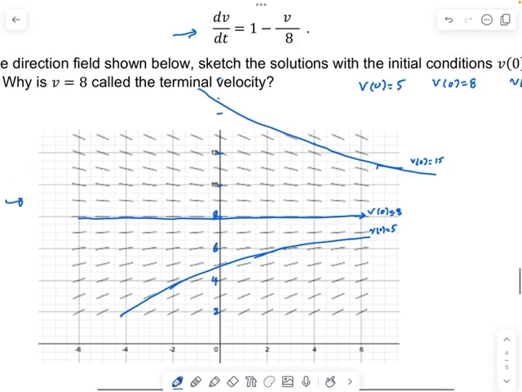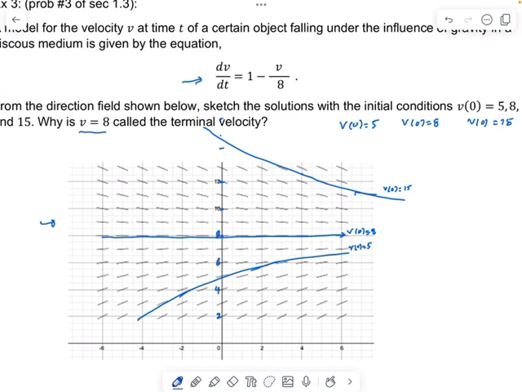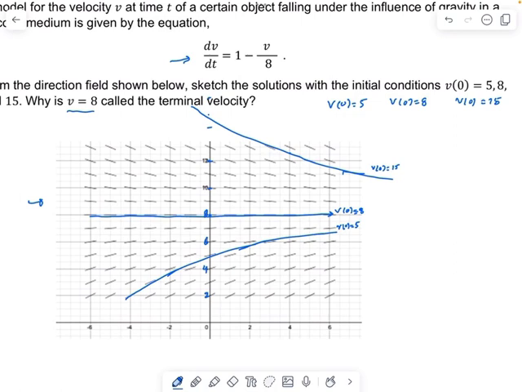Then it asks, why is v equal to 8 called a terminal velocity? Okay, so we call it a terminal velocity, the v equal to 8. And why is it terminal velocity? Because all the solution curves are leveling off at v equal to 8.